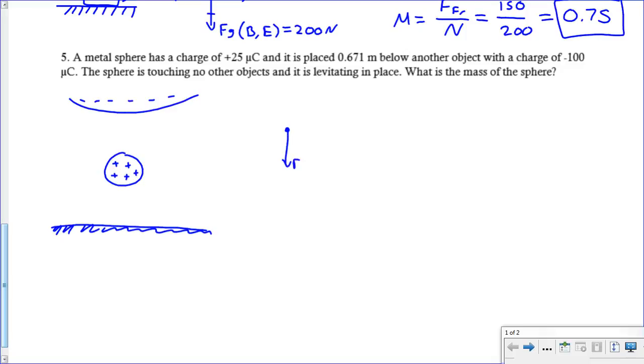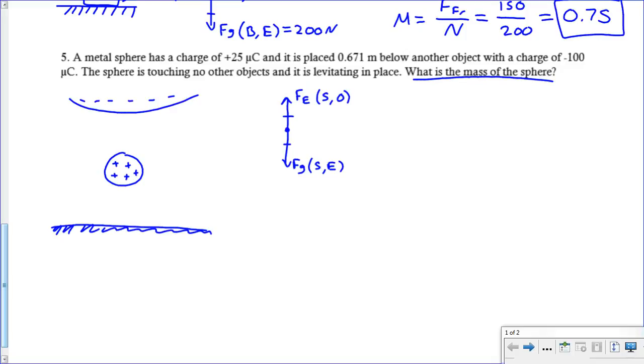There's the force of gravity, Fg, on the sphere by the Earth. And then we've got an electrical force, Fe, on the sphere by whatever that other object is. And that's it. That's all that's acting here. They're going to be equal to each other because they're the only two forces on that object, and it needs to be balanced. So if you look at this, the question here is, what is the mass?